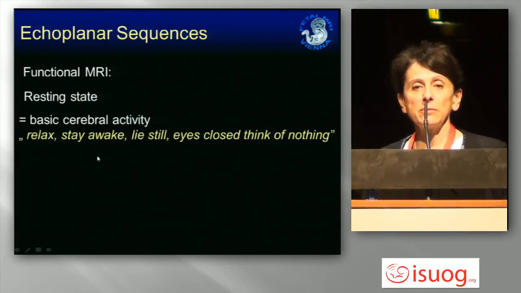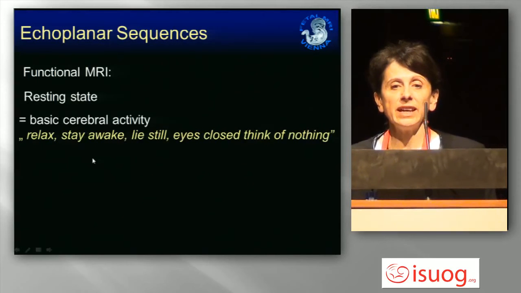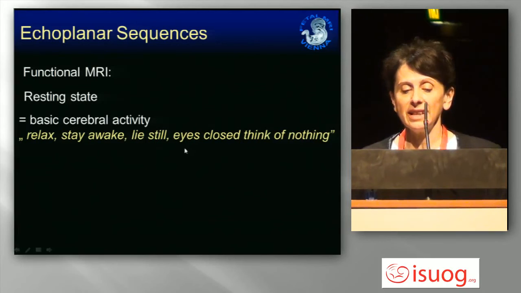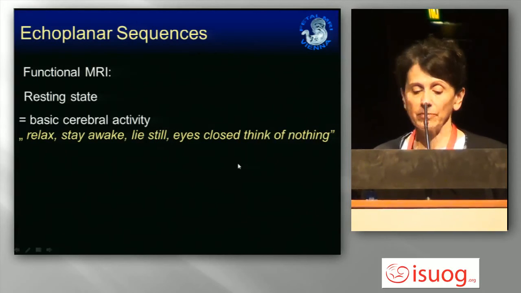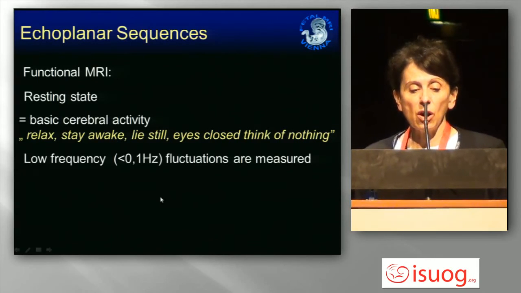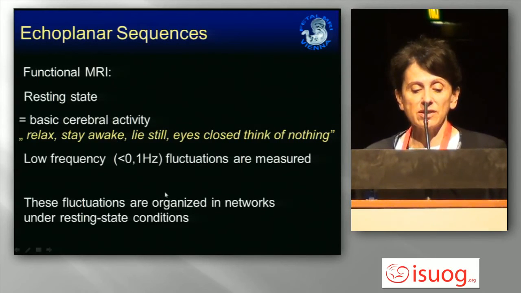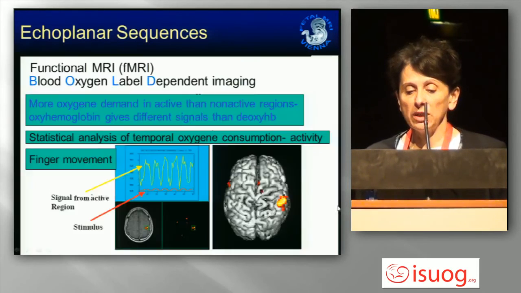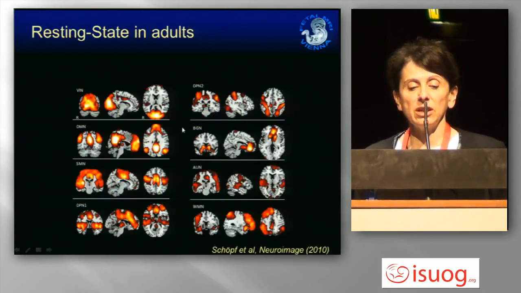The resting state is the basic cerebral activity, and usually when you do this with a patient, you tell him, relax, stay awake, lie still, eyes closed, think of nothing. Well, we thought it was a perfect job description for a fetus, and so we tried it. We know how it looks because we know that there are low frequency fluctuations, and we know that they are organized in networks. And how do we know it? We know it from studies with adults, and that is how it looks in adults.